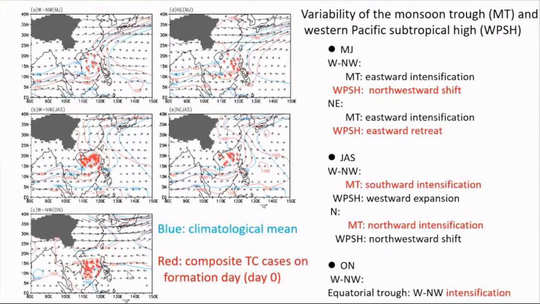And then in October and November, the major circulation feature is the equatorial trough. Okay, so we compare the red line and the blue line.